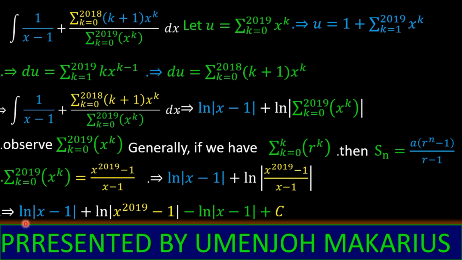But guys, what you notice is that the natural log of this function in blue is cancelling with the one in green, right? At the end result, we simply have our answer being equal to the natural log of x to the power 2019 minus 1 plus c.